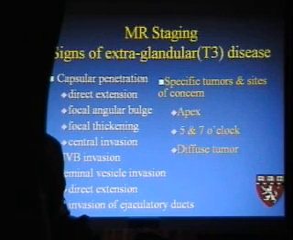So what do we do in staging now? Talk about extraglandular disease. How do we diagnose it? Direct extension is the easy one. Tiny little focal angular bulges, thickening, central invasion, NVB, same thing. And SV is a little easier to diagnose, as I'll show you in a second.